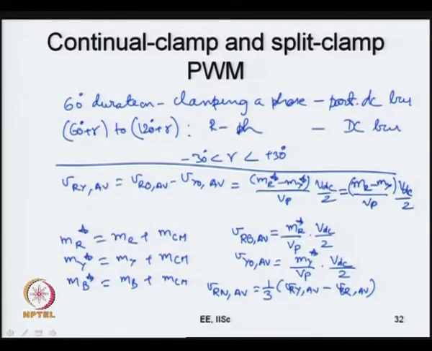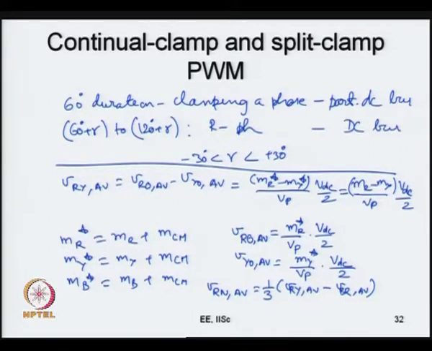So, the line to line voltage does not have a common mode component, but you have the advantage that MR can go greater than 1. The peak value of MR or MY can go all the way up to 2 by root 3. So, that is one significant advantage of doing this bus clamping.